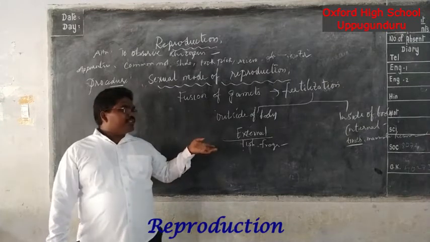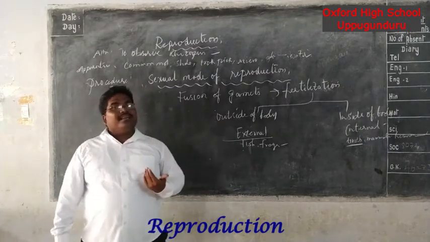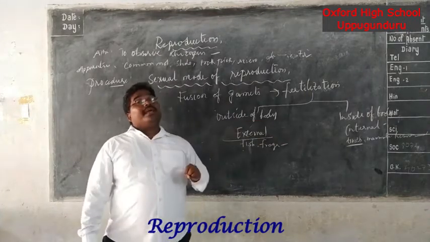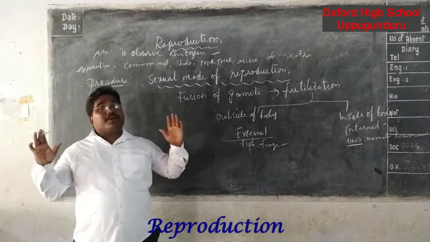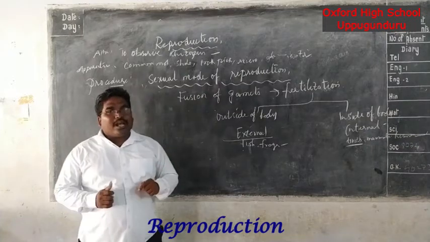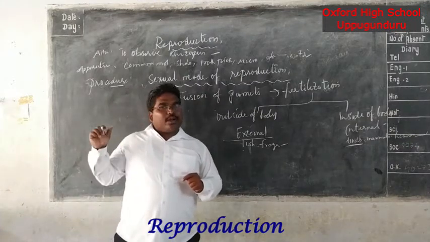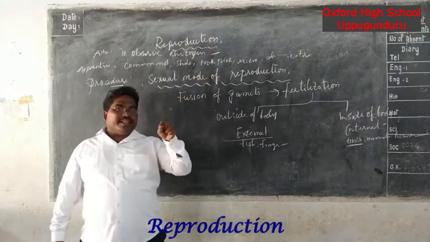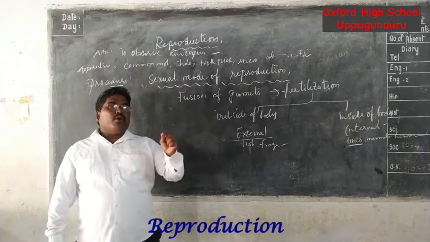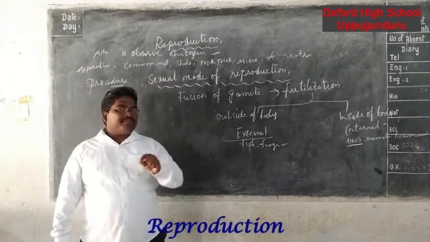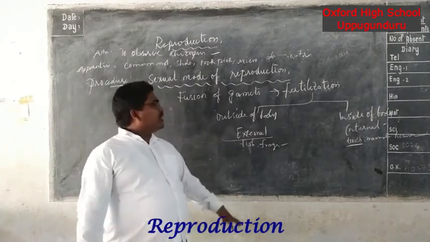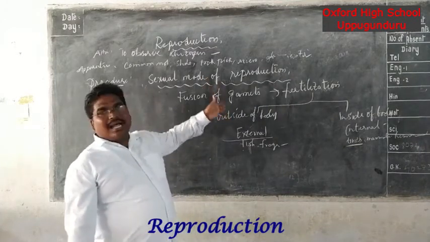Because of that, fish and frogs lay more eggs in the water. The female produces hundreds of eggs, and on them the male produces millions of sperms. As a matter of fact, the chance of fertilization is under the control of nature. Because of that, it is very important to produce an inevitably large number of eggs. In your textbooks, the word inevitable is there. More eggs must be produced by these animals. Do you understand? So, dear students, up to now we discussed all these things.